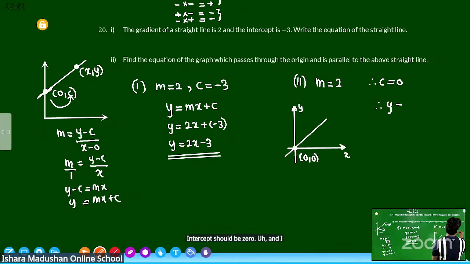So y equals mx plus c. So y equals 2x plus 0. That means y equals 2x.